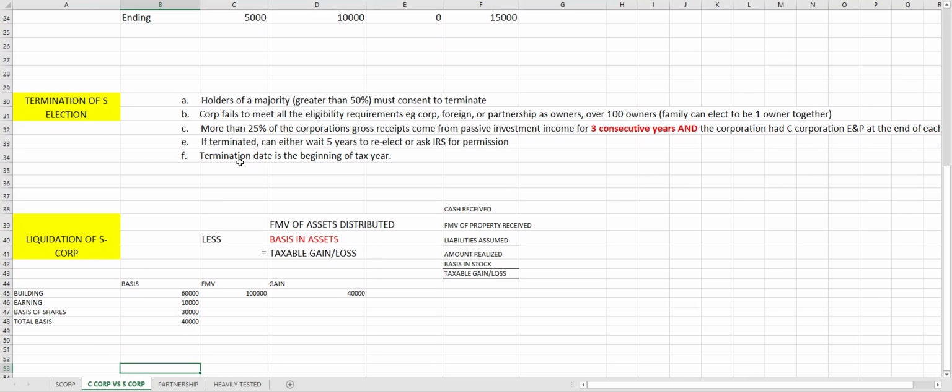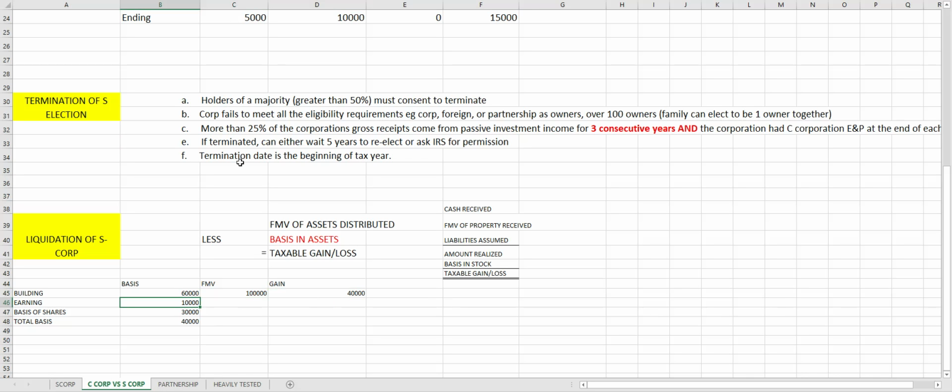Liquidation. I believe this question came up in the group, so I wanted to go over liquidation really quick as well. Maybe the company made a liquidating distribution, whatever you call it, to a shareholder. In this case, let's just say the basis was 60,000 and the fair market value was 100,000, so there would be a gain of 40,000 over here.